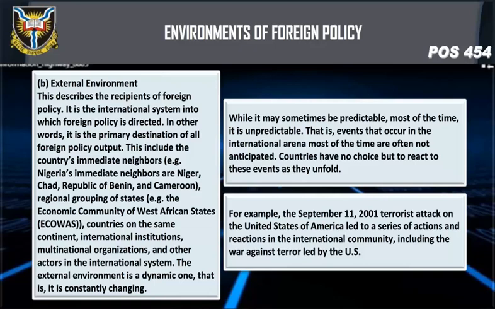The external environment is a dynamic one, that is, it is constantly changing. While it may sometimes be predictable, most of the time it is unpredictable. That is, events that occur in the international arena most of the time are often not anticipated. Countries have no choice but to react to these events as they unfold. For example, the September 11, 2001 terrorist attack on the United States of America led to a series of actions and reactions in the international community, including the war against terror led by the US.